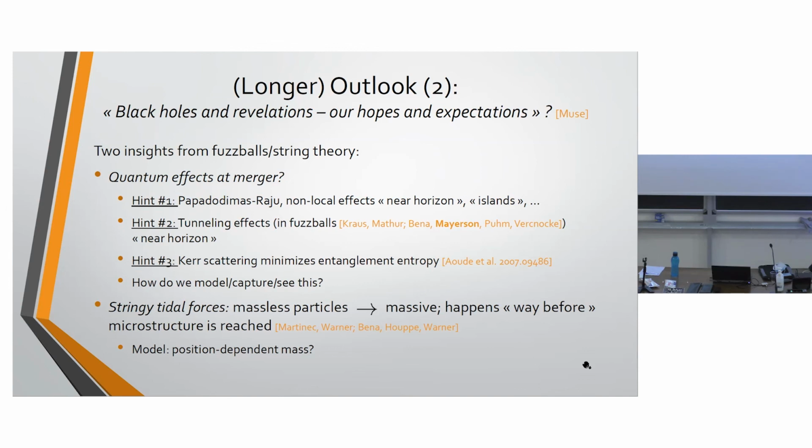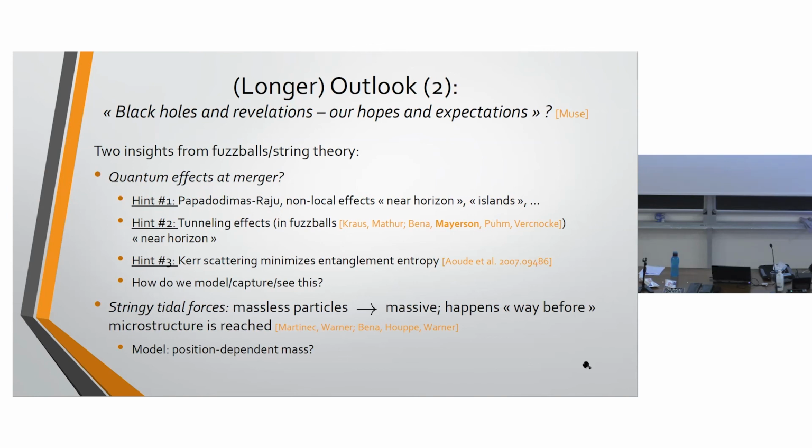So this means that particles may feel them way before you get to the actual horizon scale, okay? And so in particular, one thing that does happen is that massless particles, which you can think of as a massless excitation of a string, will become massive because you excite the massive excitations of this string because of these stringy tidal forces. And so this is something you can model, right? You could say, what happens if I have, let's say, photons that have a position-dependent mass, or even in MREs where your black hole mass depends on where it is, or something like this.